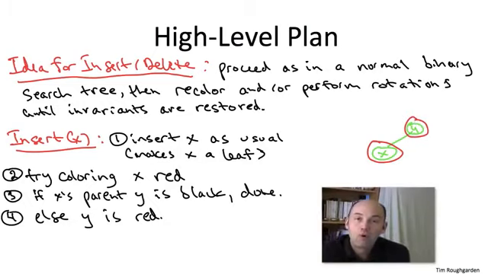What do we then know? Well, remember, before we inserted X, we had a red-black tree. All 4 of the invariants were satisfied. So therefore, Y, by virtue of being red, could not have been the root. It has to have a parent. Let's call that parent W. Moreover, by the third invariant, there was no double red in this tree before we inserted X. So by virtue of Y being red, its parent W must have been black.